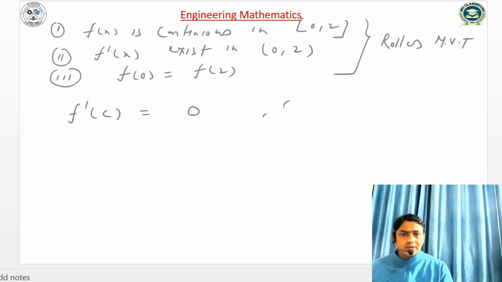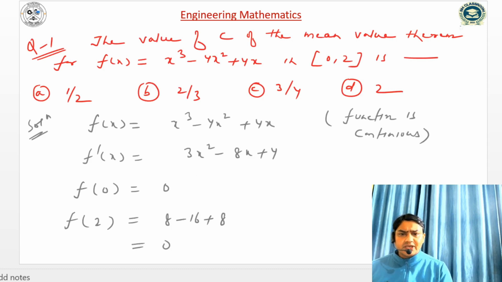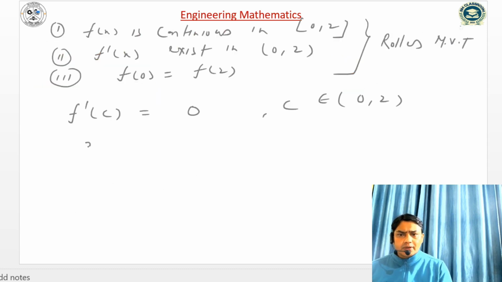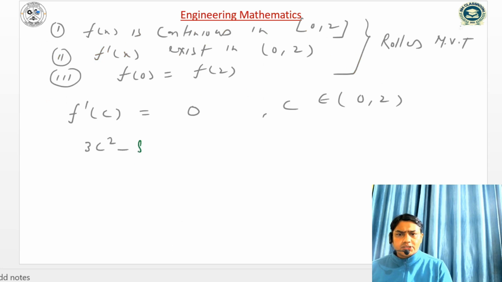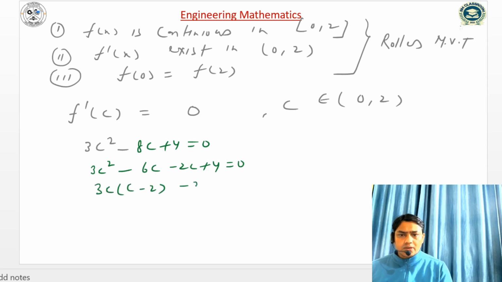Let c belong to (0, 2). So f'(x) is 3x square minus 8x plus 4. So if I compute, 3c square minus 8c plus 4 is equal to 0. So 3c square minus 6c minus 2c plus 4 is equal to 0. If I take 3c common, it will be 3c(c minus 2) minus 2(c minus 2) equal to 0. So the value of c is equal to 2 and 2 by 3.